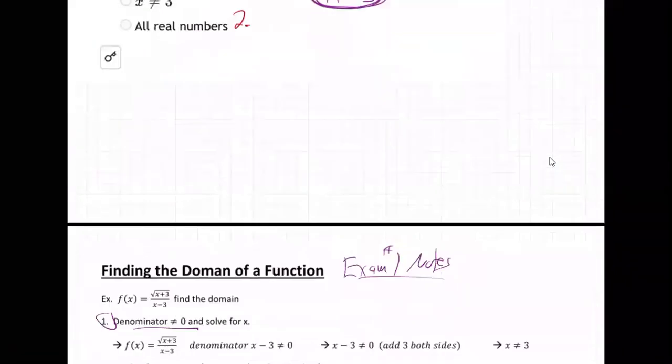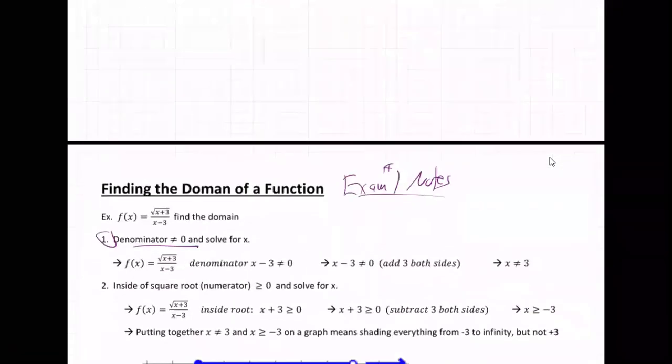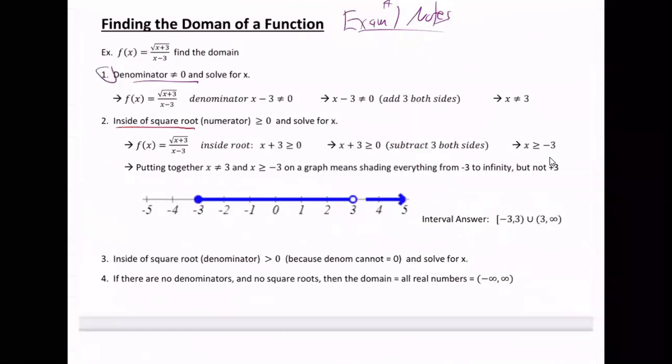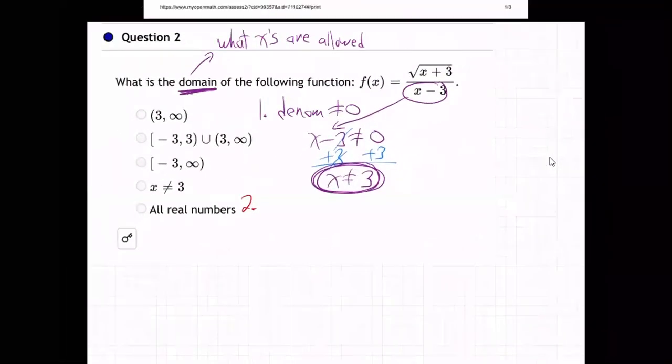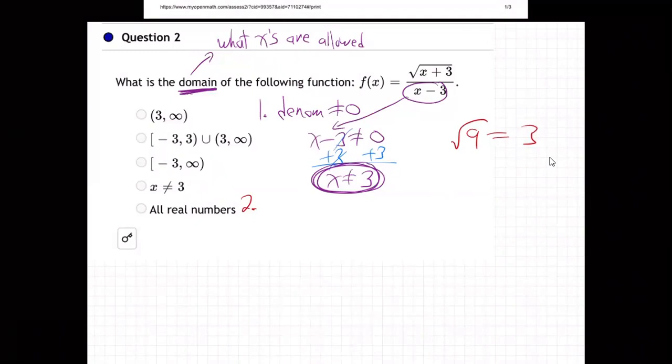Step 2. The inside of square roots must be greater than or equal to 0. Why? Because you can't take the square root of a negative number. Remember, that's imaginary. Let me remind you. Square root of 9 is 3. You all know that, right? And why is the square root of 9 3? Because 3 times 3 is 9, right?